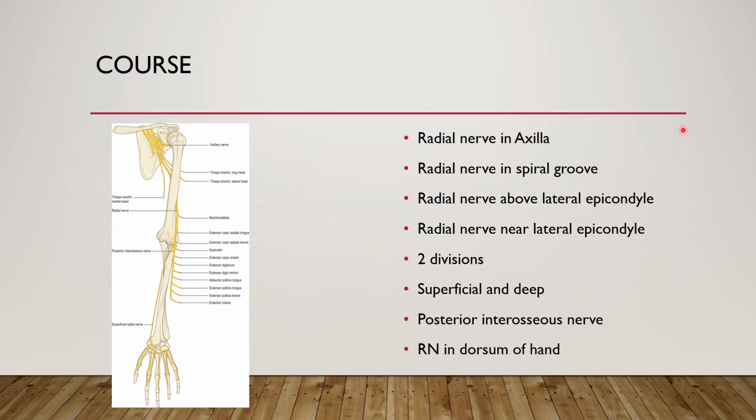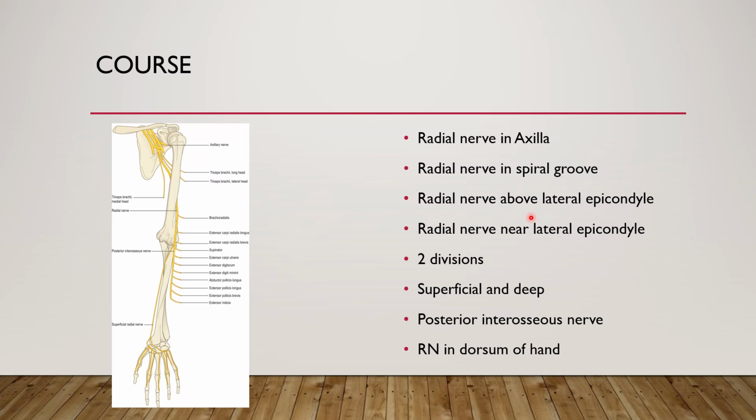Second, the course. First is radial nerve in the axilla, second radial nerve in the spiral groove, and radial nerve near the lateral epicondyle. And then there only it divides into two branches. One is called superficial branch, another one is called deep branch. This is how you should learn the radial nerve. These are the important things you should write for the course.